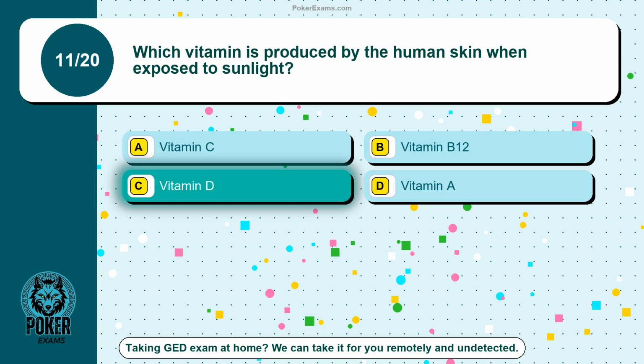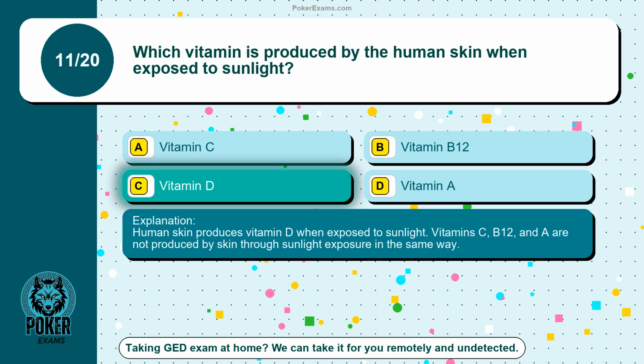The correct answer is option C. Vitamin D. Human skin produces vitamin D when exposed to sunlight. Vitamin C, B12, and A are not produced by skin through sunlight exposure in the same way.